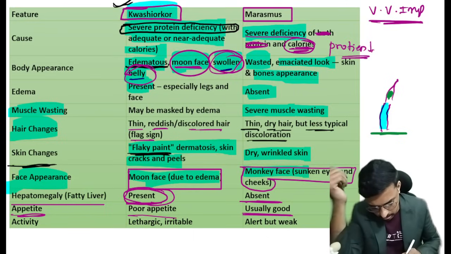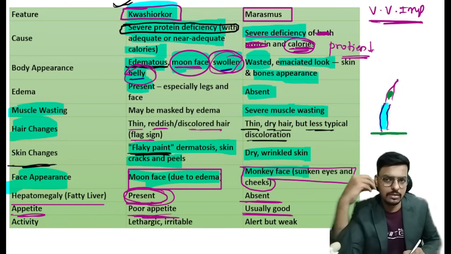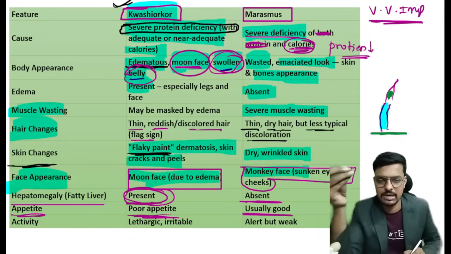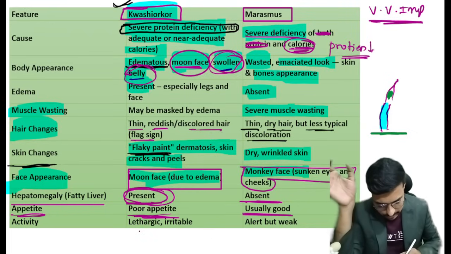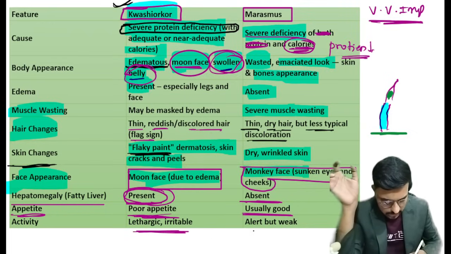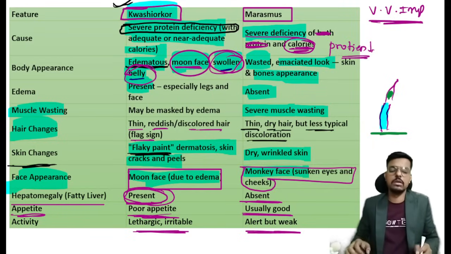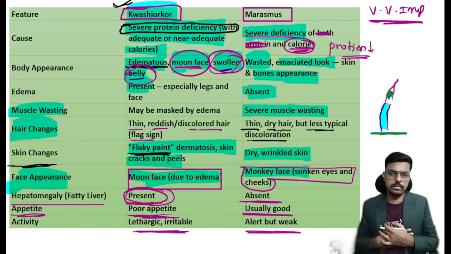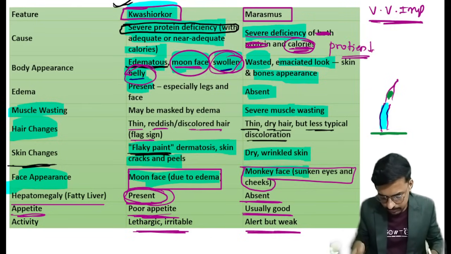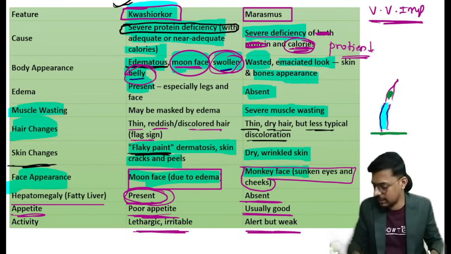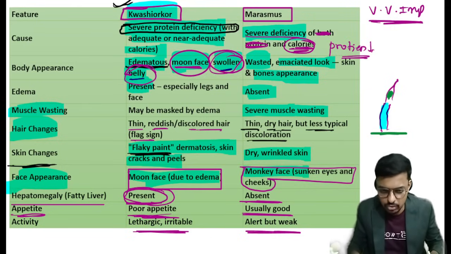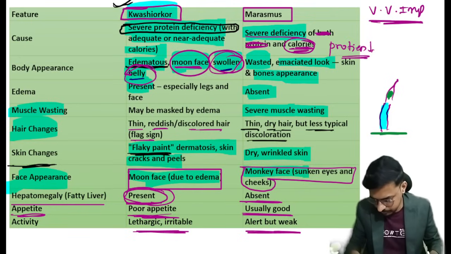And in the kwashiorkor, poor appetite. Whatever you give to the child, he will refuse. The poor appetite will be there, and the child will be lethargic, irritated. In the marasmus, the child will be alert, but the child will be weak because of the loss of energy. So please do remember the difference between the kwashiorkor and marasmus. Take a screenshot, revise at least 1 time, 2 time, 3 time, and try to give the best shot in the exam. Okay, so let me quickly revise the golden points for you all.